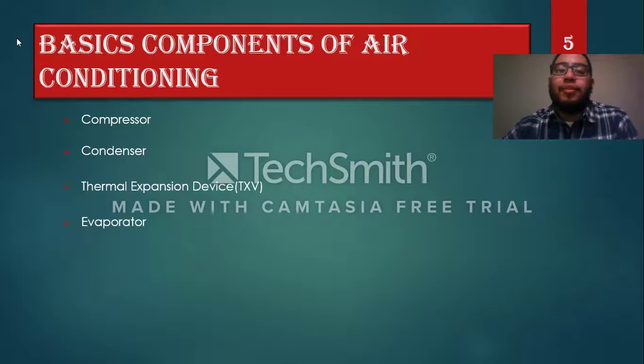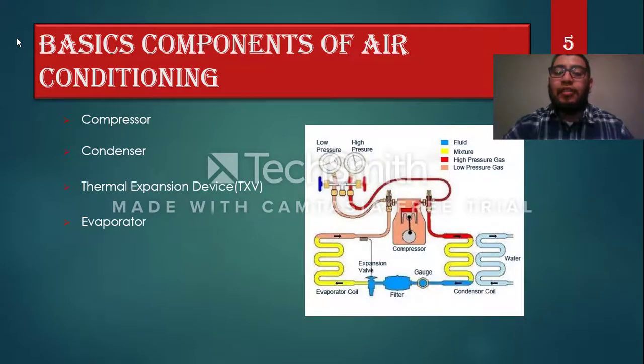Next, you have the evaporator. The evaporator is what we would call the indoor coil. The indoor coil is what absorbs the heat from the home and sends it to the outdoor coil. It makes the home cool. And there is a picture of the refrigeration cycle.